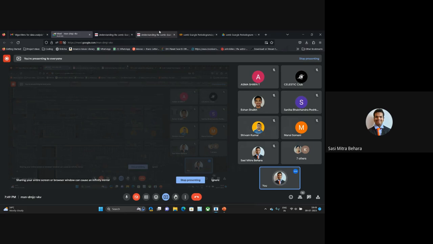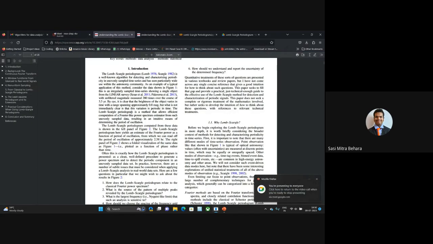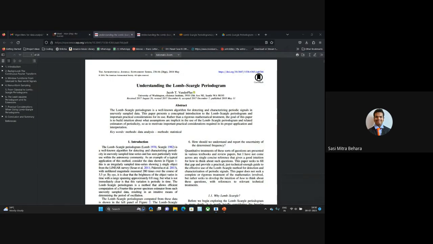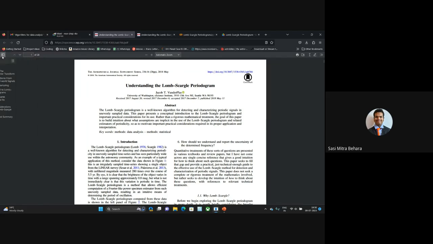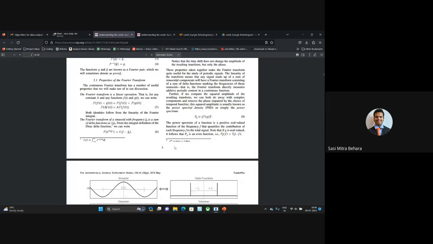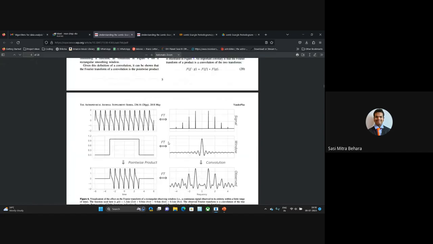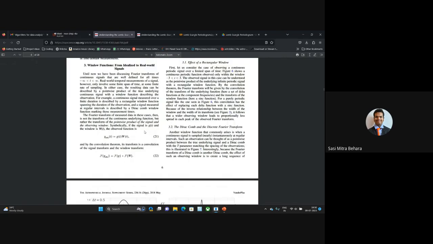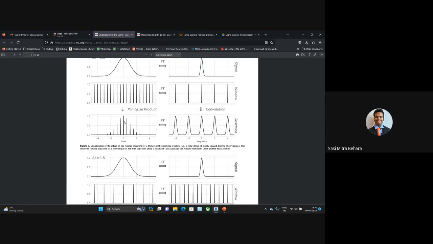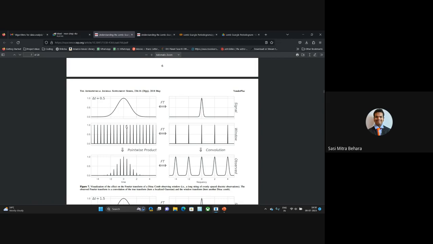Another way to see why to worry about it: here's an extremely great review paper talking about the Lomb-Scargle periodograms. Like we discussed, you can think of data as a pointwise product. You can observe data as just a pointwise product of your underlying signal and a Dirac delta comb.